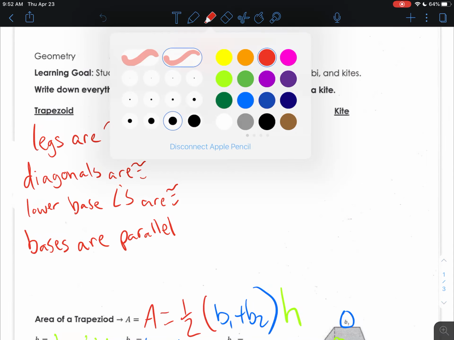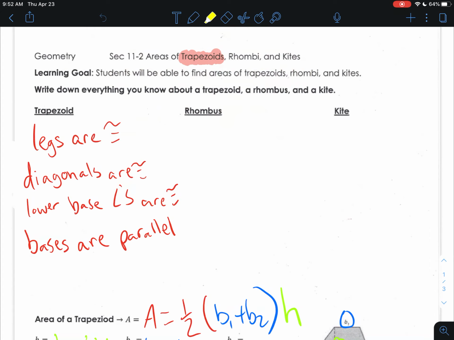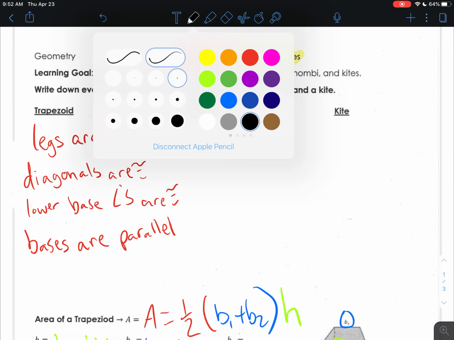Hello class, today we're going to be doing the second part of 11.2, talking about the area of rhombi and kites. So let's start with the rhombus.